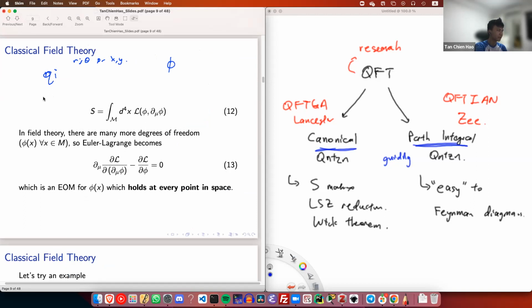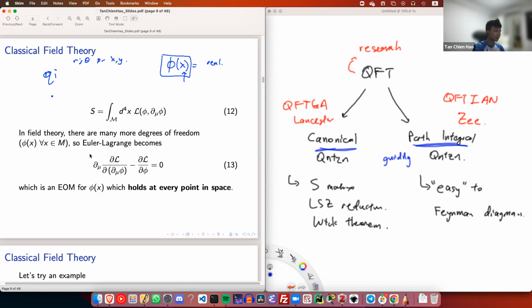Basically every coordinate is a real number. Every quantity, every degree of freedom is a real number. But what happens when you have a field? A field is something that takes a point in space and spits out some value. Perhaps if you're talking about a scalar field, then it's a real number. And that means that at every location x, phi of x is a degree of freedom.